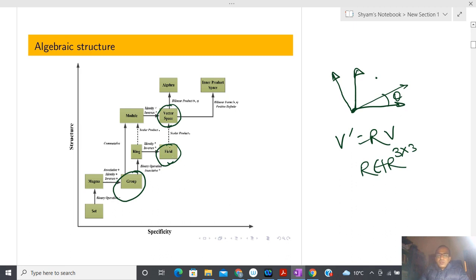I am going to talk in much more detail in this course about the field, and how field is relevant for us. After that, whenever we talk about the vector space, I have some kind of field, and then two operations I am going to talk about: one operation is called vector addition, and the other is scalar multiplication.